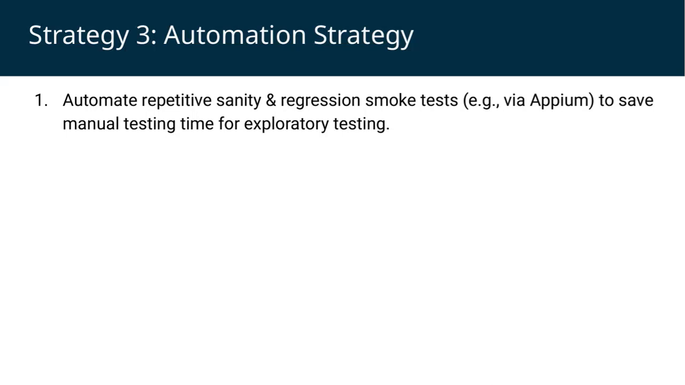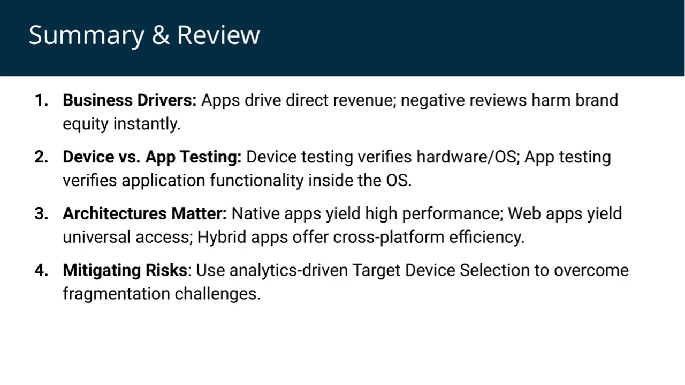Our third strategy focuses on automation, specifically, automating those repetitive sanity and regression smoke tests. By using tools like Appium, we can cut down the time spent on manual testing. That means testers get to focus on what really matters: exploratory testing, where human insight makes all the difference. Automation takes care of the routine, freeing us up to catch the unexpected.